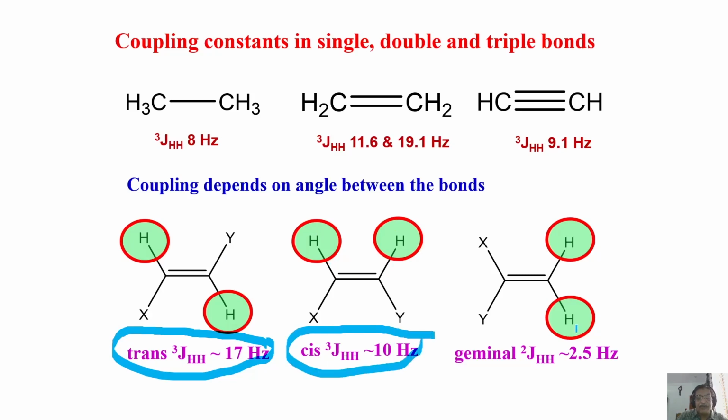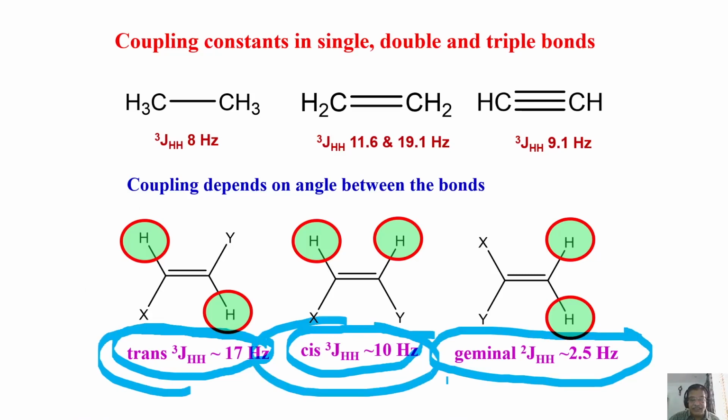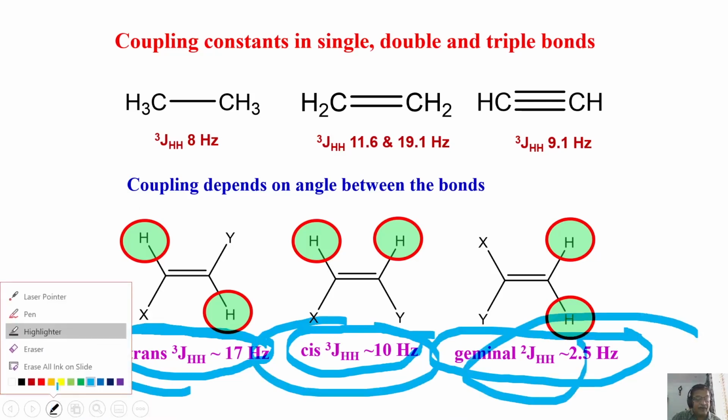And this is 2-bond coupling, this is called geminal, that is very small. Geminal couplings are generally much smaller. This point you must remember, this is very useful in analyzing many spectra. When you are analyzing the spectra, you will understand trans coupling is larger than cis, and cis is larger than geminal. That is a general trend which we come across.